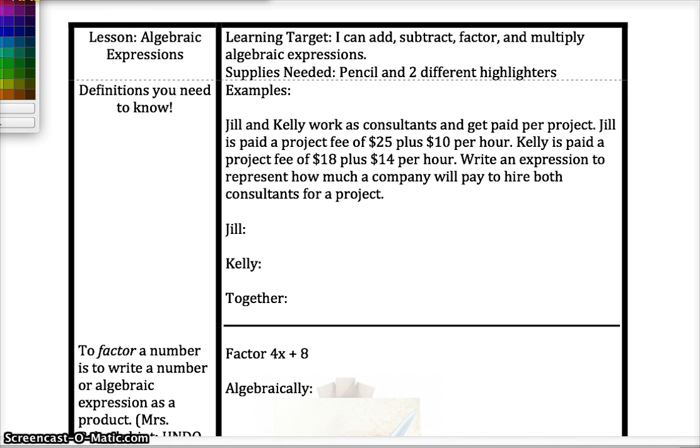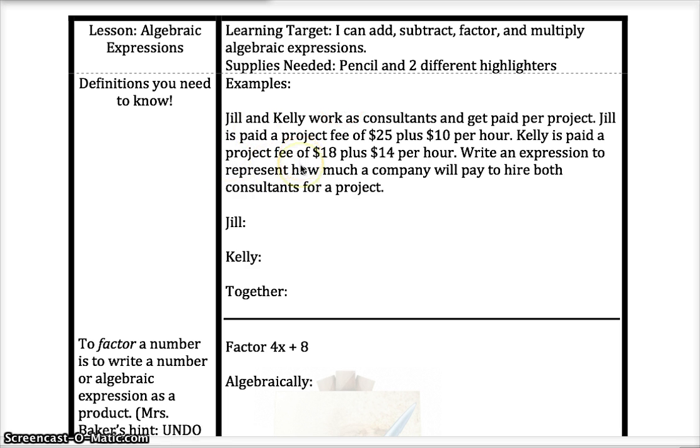for today. And once you have that written, please pay attention to the supplies that you will need for this lesson. You will need a pencil and two different color highlighters or markers or something along those lines. You just need some sort of utensil. It's going to give you two colors.